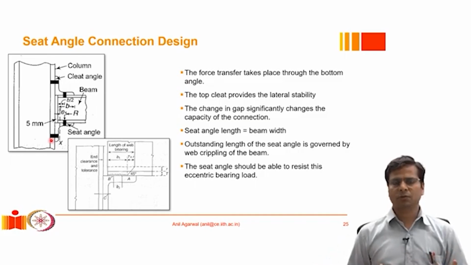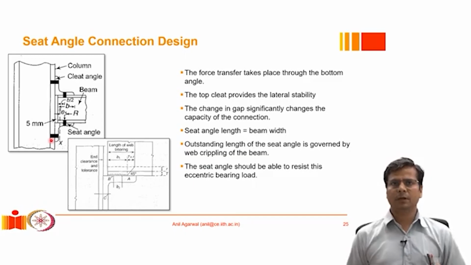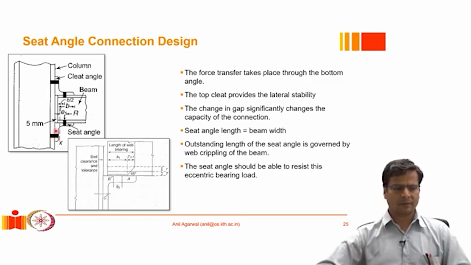This type of connection usually is not possible to be provided on floor systems, that is between the girder to beam connections. Because of the presence of these two angles, it makes it relatively cumbersome for floor systems. However, it is relatively easy to provide it with a column.